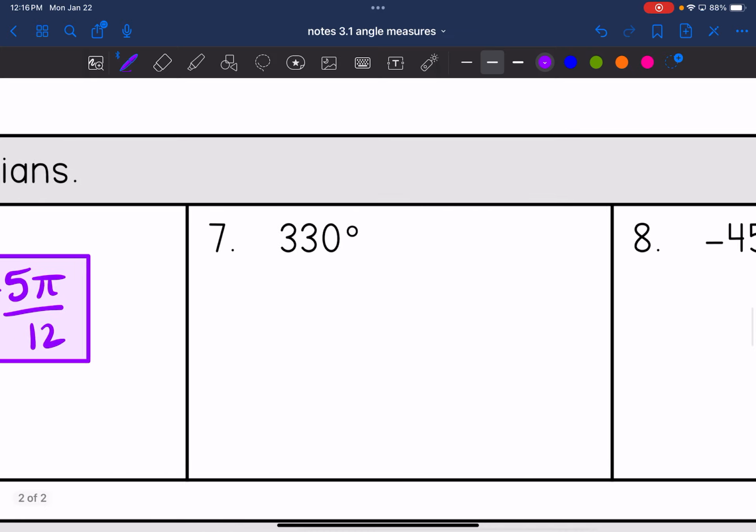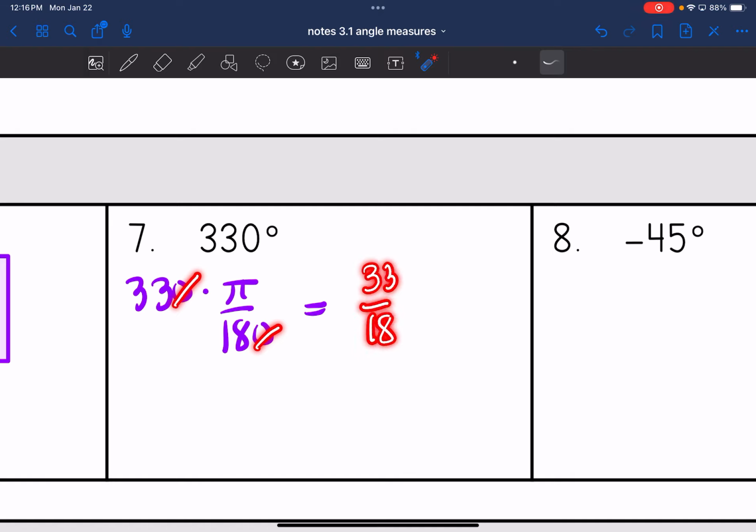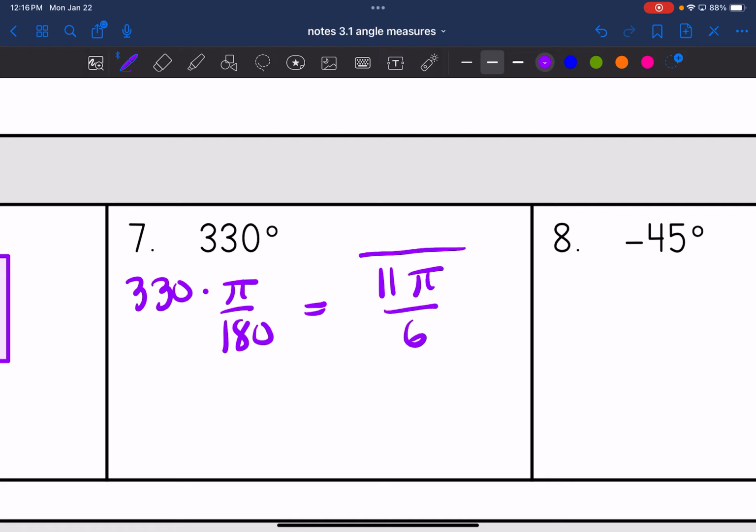The next one, 330 degrees. Multiply that by pi over 180. Okay, the zeros cancel out, so that's 33 over 18. Those are both divisible by 3, so that is 11 over 6. And I think that's as simple as it gets. So this could be 11 pi over 6.